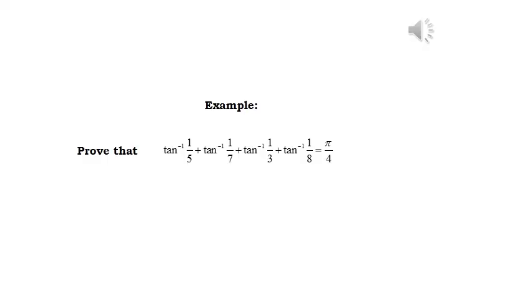The next example: prove that tan inverse 1/5 plus tan inverse 1/7 plus tan inverse 1/3 plus tan inverse 1/8 is equal to pi by 4. Here we are going to apply the conversion rule as well as the associativity, association rule.